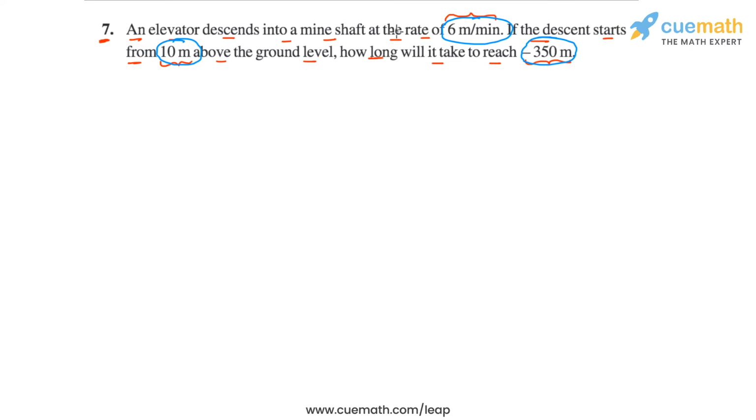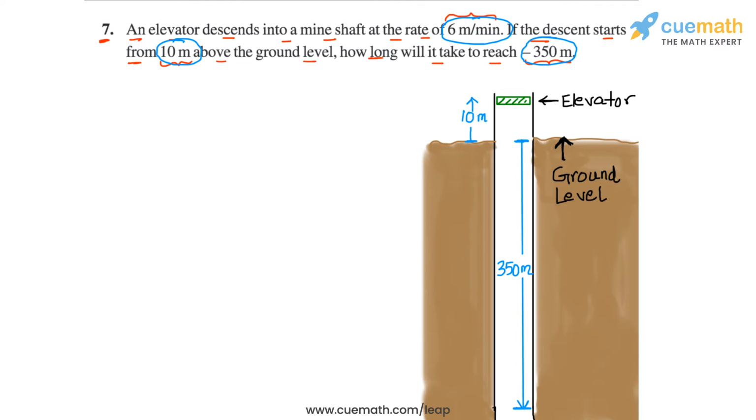Using all this information, we have to find the time of descent. So let's start this problem. Let's solve this problem step by step using the concept of integers. Here's a figure that I have drawn which will help you visualize the situation better. So this green thing that you see here is the elevator. This is initially 10 meters above the ground, and it has to go all the way to 350 meters below ground. And this level here is the ground level. So this is how you can visualize the given situation.